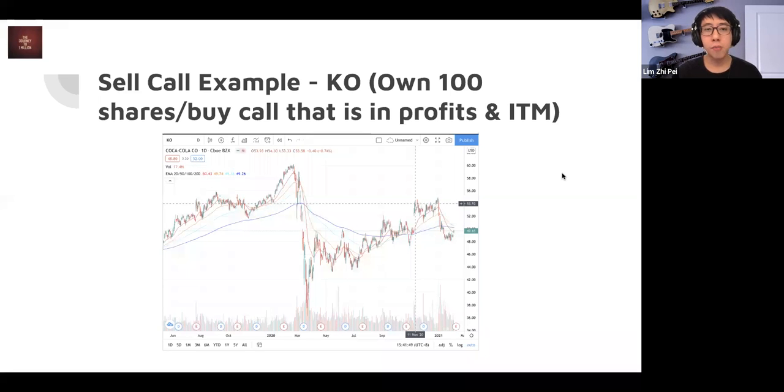So in this example, I use KO, which is Coca-Cola. Actually, for a sell call strategy, we can use it for very stable big companies like Coca-Cola or banks or some payment companies like Visa, MasterCard. And always remember that you must own 100 shares or a buy call that is in profits and in the money.